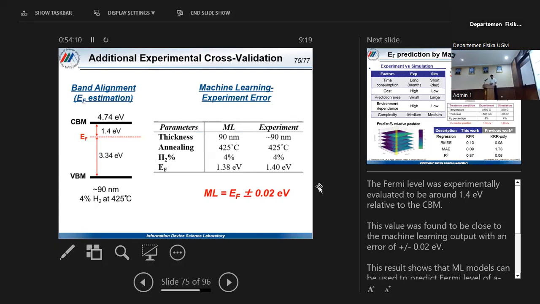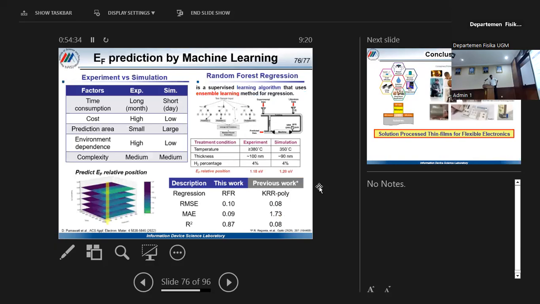And we also tested, of course, if it's true, because if it's not tested, then how can you know it's true? So we actually performed the real experiment, and we get 1.4 eV, which is very close to the predicted machine learning data. So this is very useful in the future. I hope that more students are interested in machine learning or data science. This is just the summary.